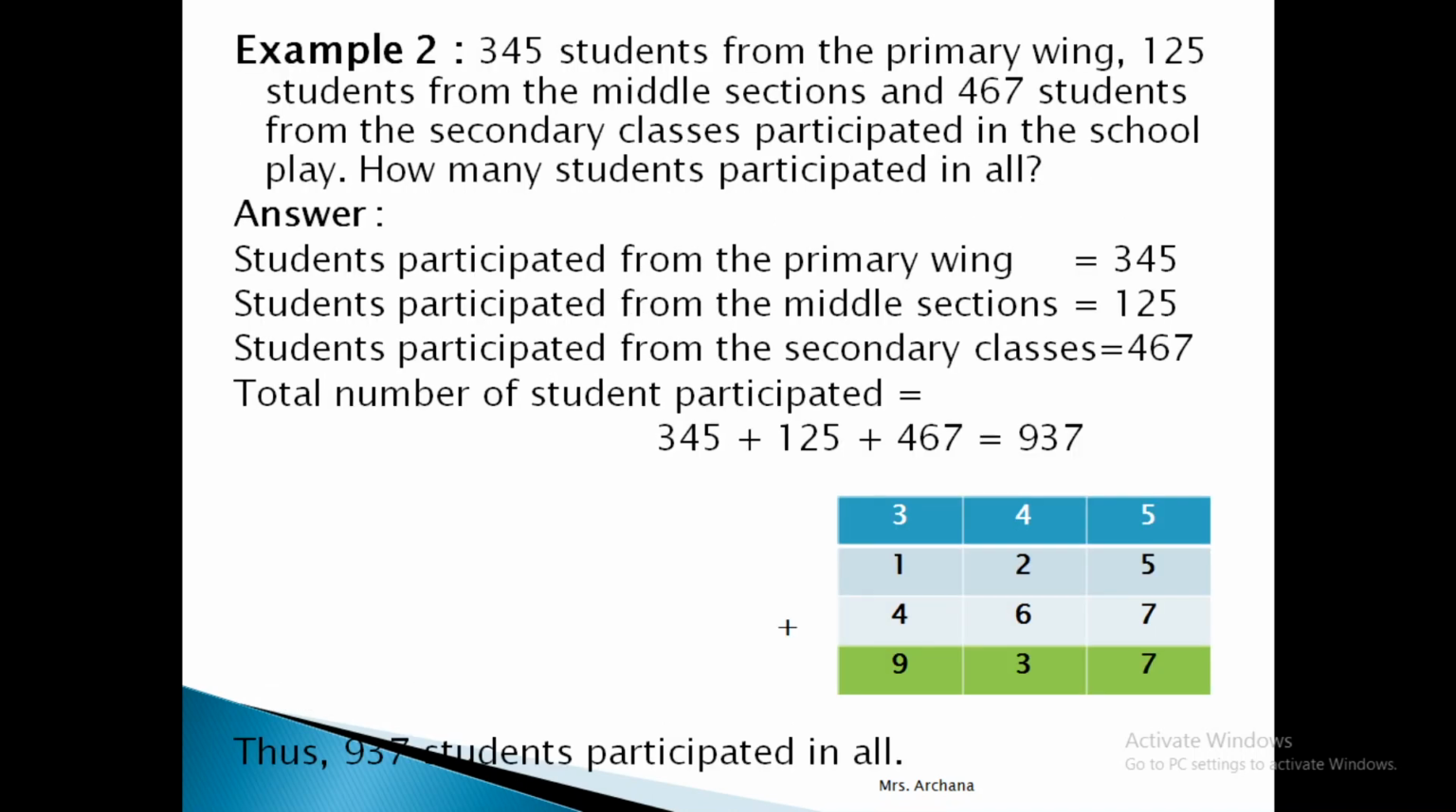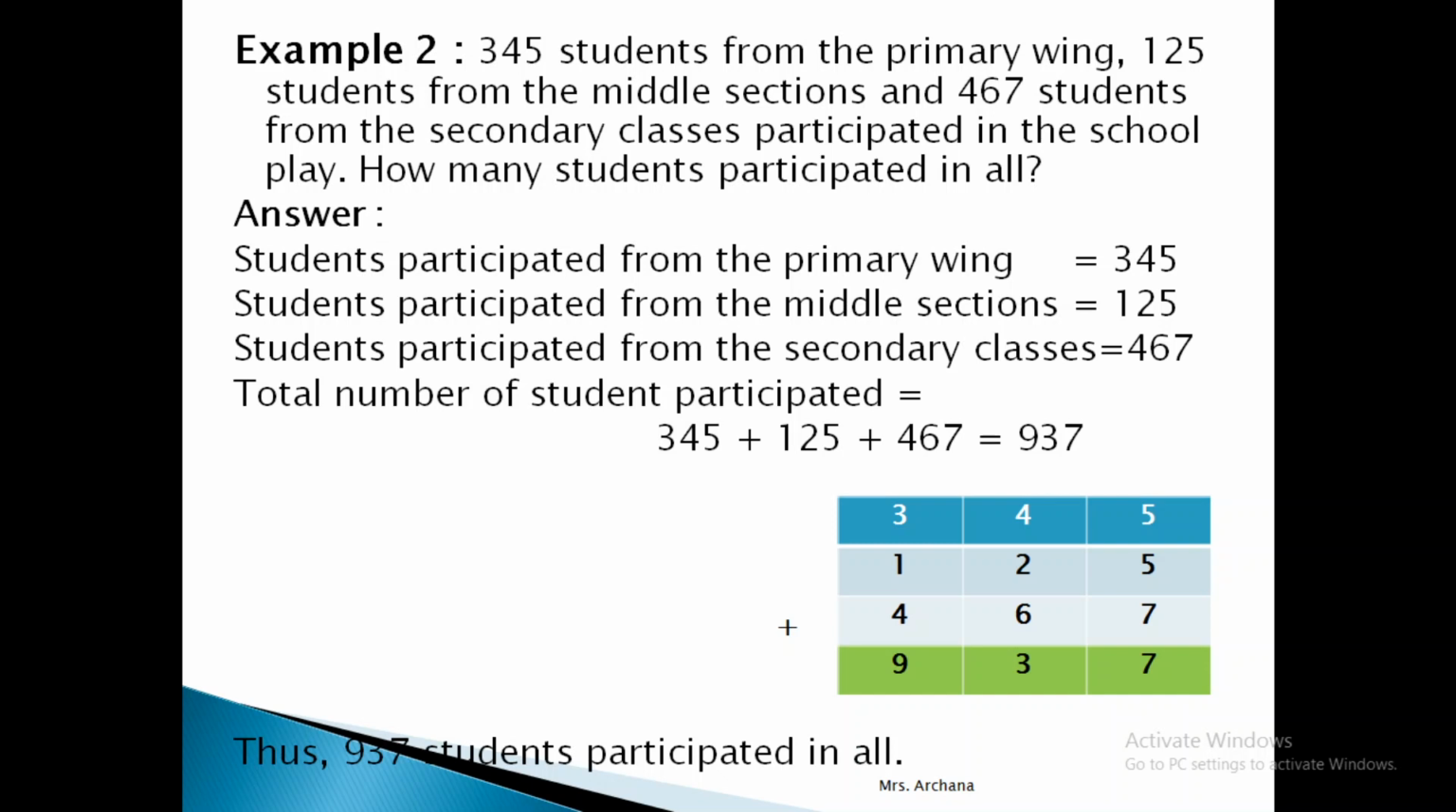Next, another example. 345 students from the primary wing, 125 students from the middle section, and 467 students from the secondary classes participated in the school play. How many students participated in all?